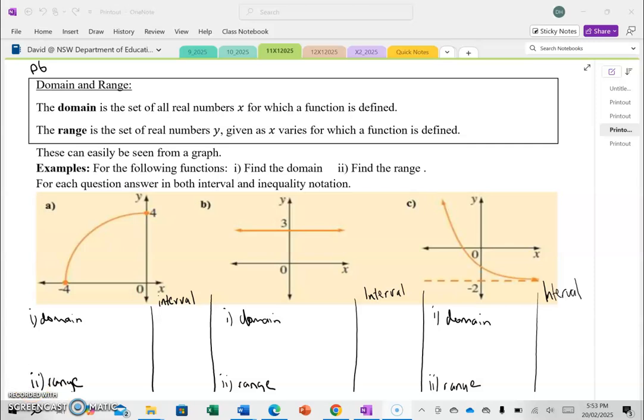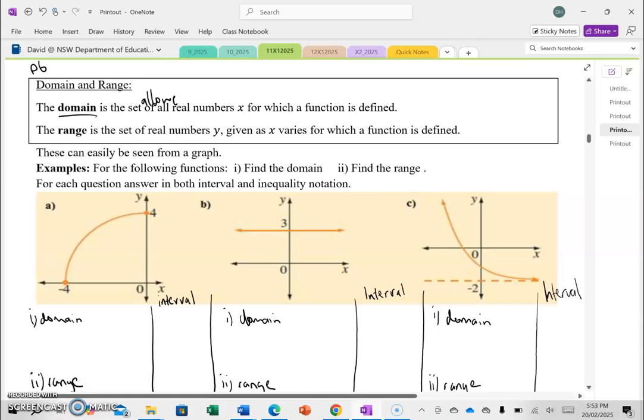Okay, we're on page 6 of the notes here. We're going to be looking at domain and range. The simple way to explain domain is it's the set of allowable x's, and the range is the set of allowable y's. If you want the more technical definition, domain is a set of all real numbers x for which the function is defined. The range is a set of all real numbers y given as x varies for which a function is defined. I just think domain allowable x's, range allowable y's.